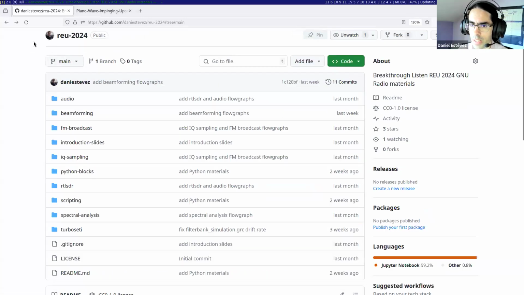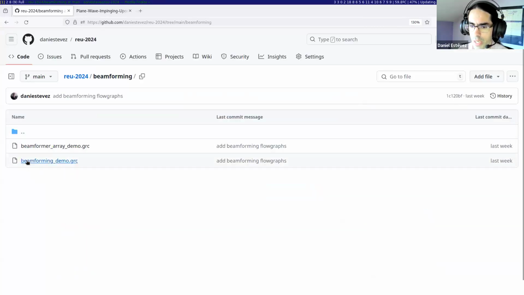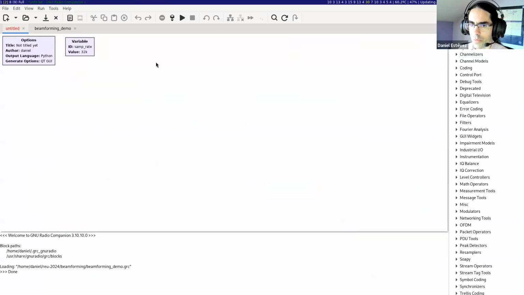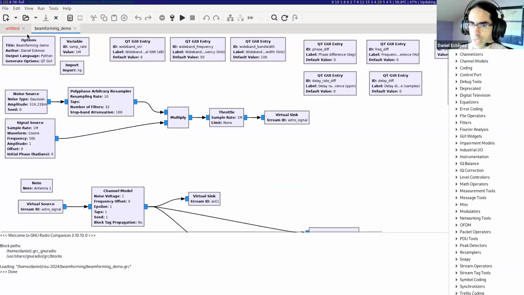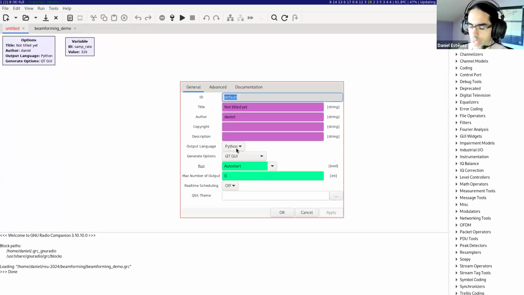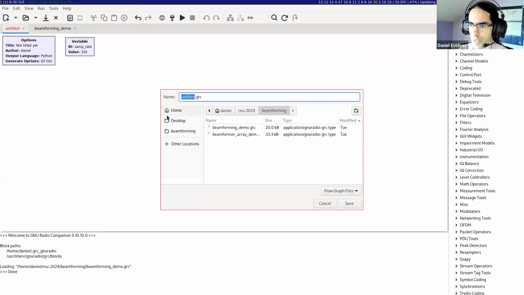The material is in the GitHub here in the beamforming folder, and I'm going to begin with this beamforming demo. I already have this open in GNU Radio Companion, but I'm going to work from scratch. However, I will copy and paste some of the blocks from here just to save time. So let me begin with beamforming demo 2. I'm going to give it a different name, and then I can save.